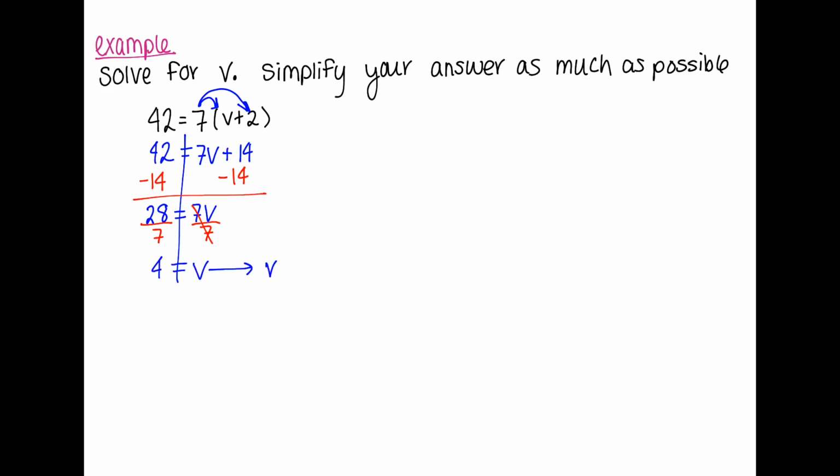4 equal to v is the same statement as v equals 4, and that's the way that we typically like things to be written. Note that when you have equal signs, everything can be flip-flopped. So if you see 42 equals 7 times v plus 2 and you don't like the way it's written, you can write this as 7 times v plus 2 equals 42. These statements are identical to one another. So if it makes it easier to have your variable on the left-hand side, that's totally fine. Just rewrite it that way. Solve for your variable. There you go.